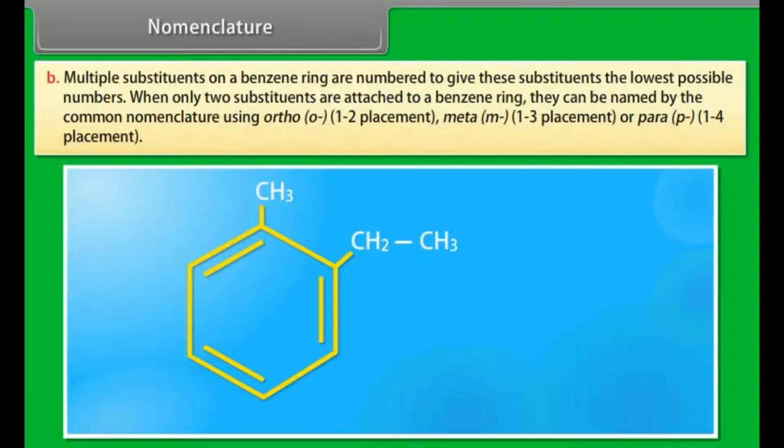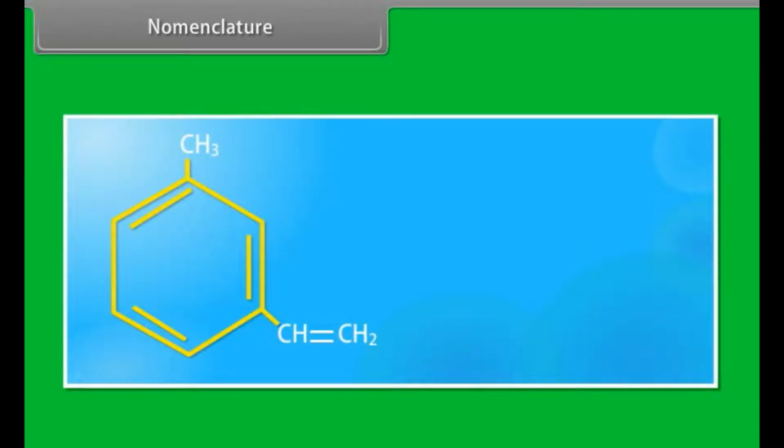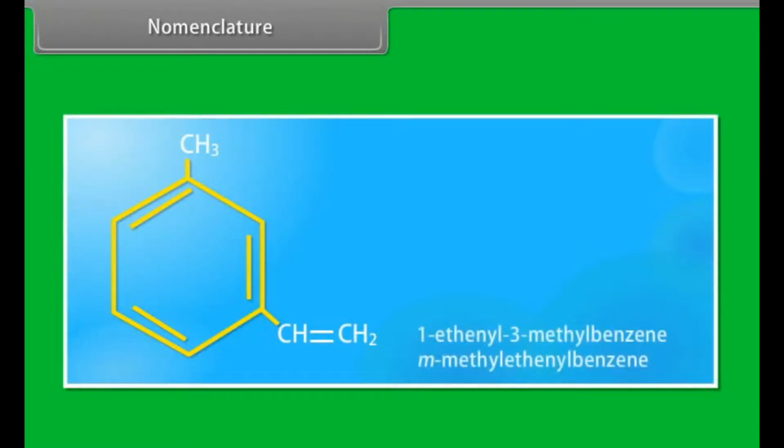When only 2 substituents are attached to a benzene ring, they can be named by the common nomenclature using ortho, o-, 1 to 2 placement, meta, m-, 1 to 3 placement, or para, p-, 1 to 4 placement. Given compound is 1-ethyl-2-methylbenzene, o-methyl-ethylbenzene. Can you name the given compound? It is 1-ethyl-3-methylbenzene, m-methyl-ethylbenzene.